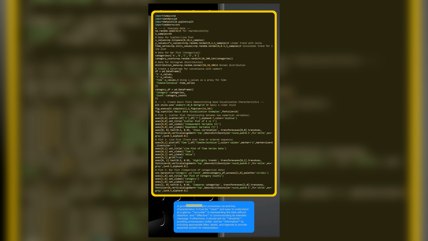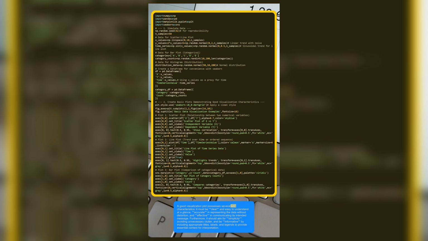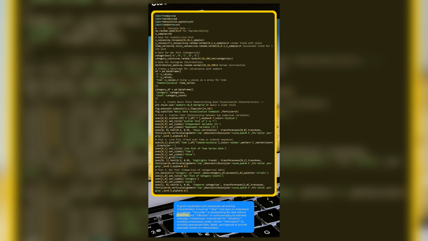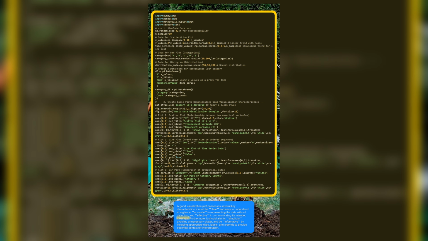A good visualization plot possesses several key characteristics. It must be clear, and easy to understand at a glance. Accurate in representing the data without distortion. And effective in communicating its intended message. Furthermore, it should aim for simplicity, avoiding unnecessary clutter, and be informative by including appropriate titles, labels, and legends to provide essential context for interpretation.